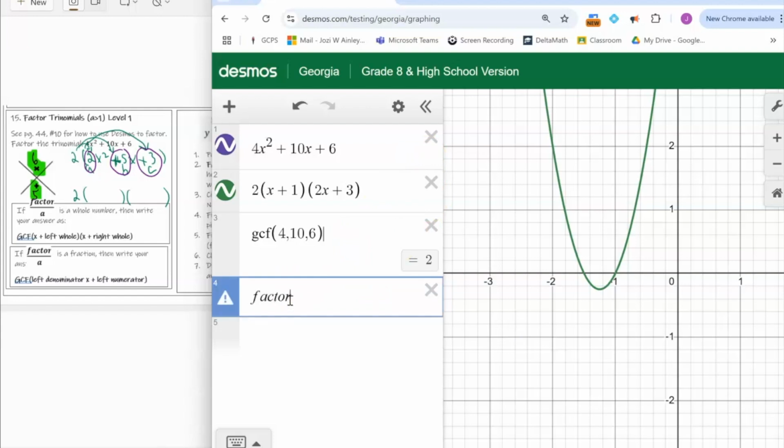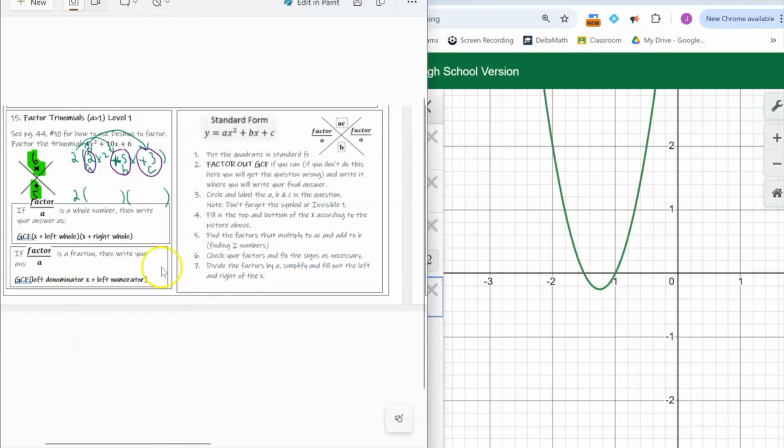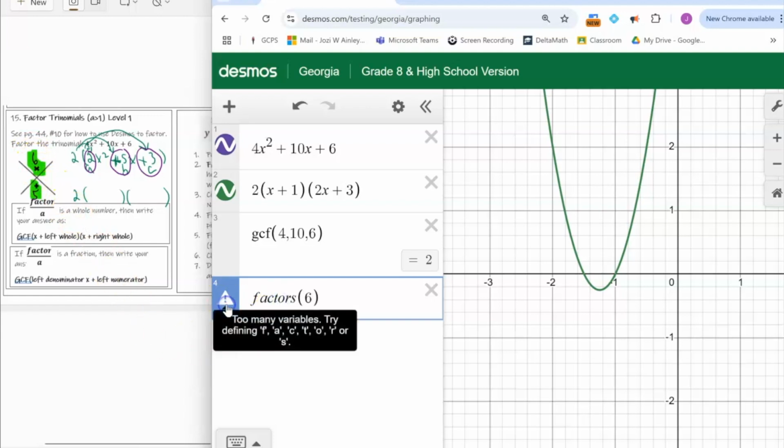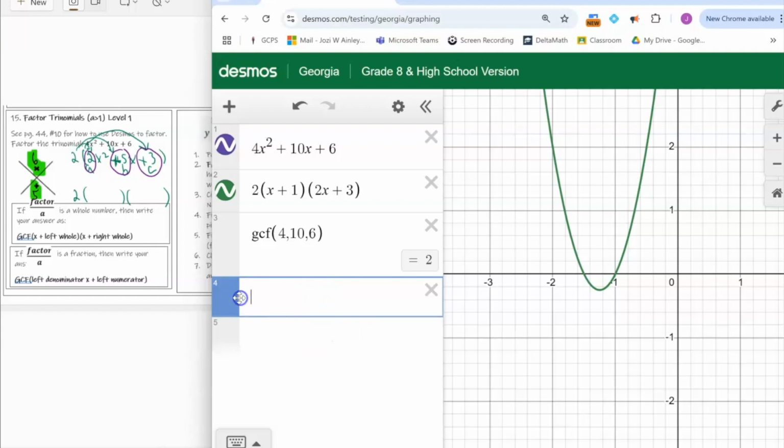Factors of AC. And again, we want to put parentheses or whatever you want. So A is 2 and C is 3. No, factors of AC, I'm sorry, I'm tripping. Factors of AC, which is 6. Okay, so no, that doesn't help me. Too many variables. Maybe factor of 3. Okay, I guess it's not going to let you.